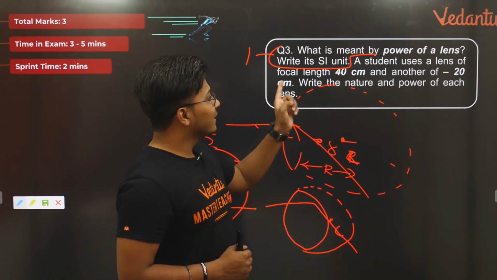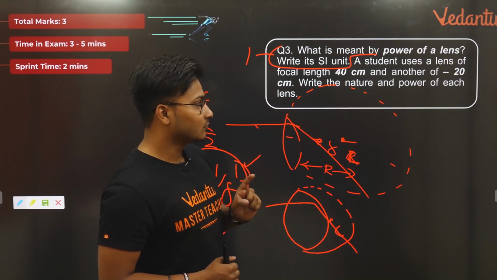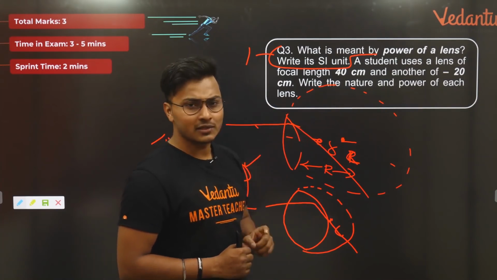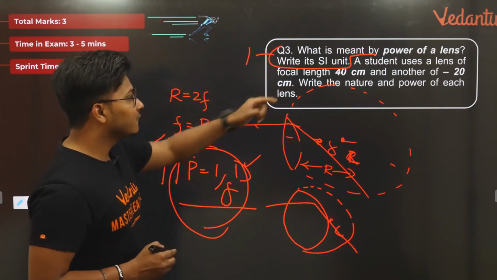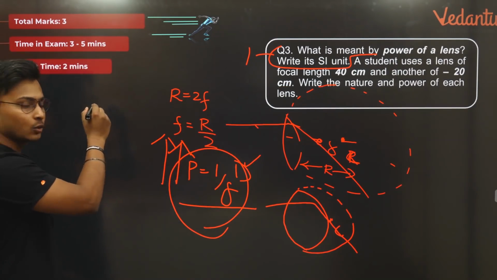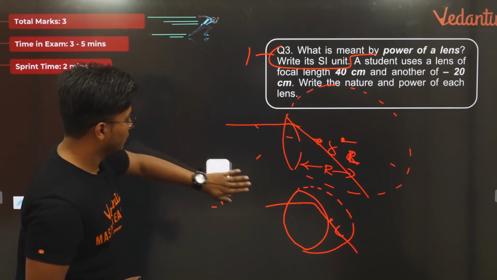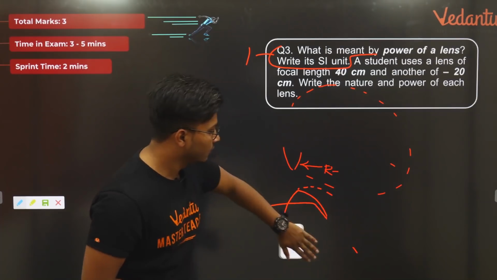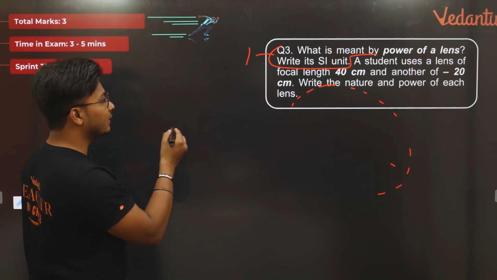A student uses a lens of focal length 40 centimeter, another of minus 20 centimeter. Write the nature and power of each lens. Nature, though, I think we have studied enough and we have a very clear idea. Since the focal length is positive in the first scenario, let me rub this out. Okay, awesome. Okay, so let me just write it down very clearly here.